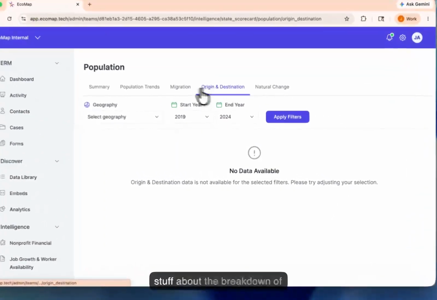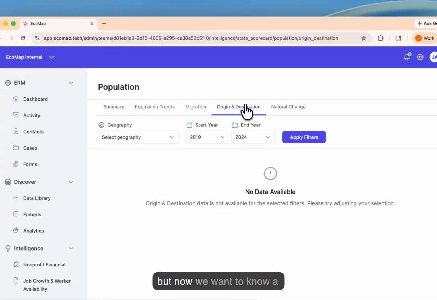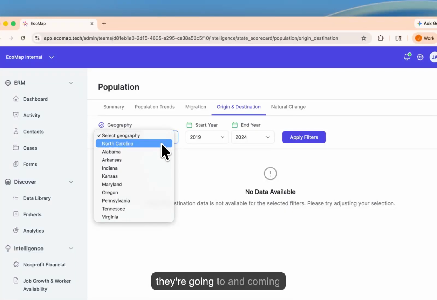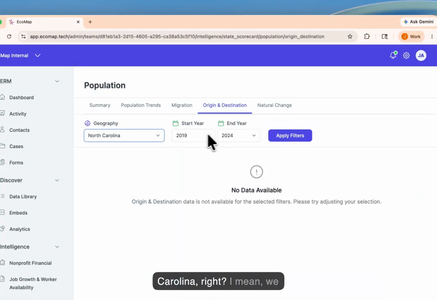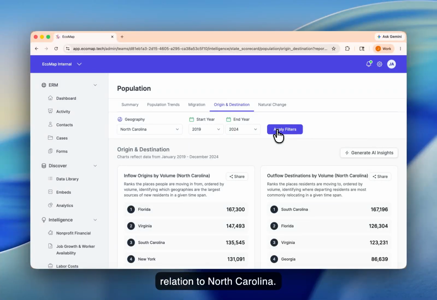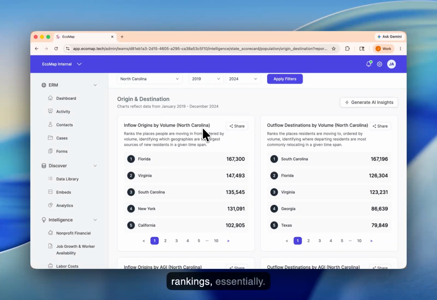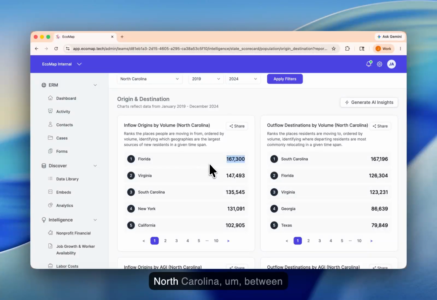Okay, so now we know some stuff about the breakdown of people moving in and out of the states in question. But now we want to know a little bit more about where they're going to and coming from for a given state. So let's say we look at North Carolina, and we want to see where people are moving from and moving to in relation to North Carolina. So now we get these 4 rankings, essentially. So of folks moving into North Carolina, what states are they coming from by volume? So this is like the number of people who moved from Florida to North Carolina between 2019 and 2024.